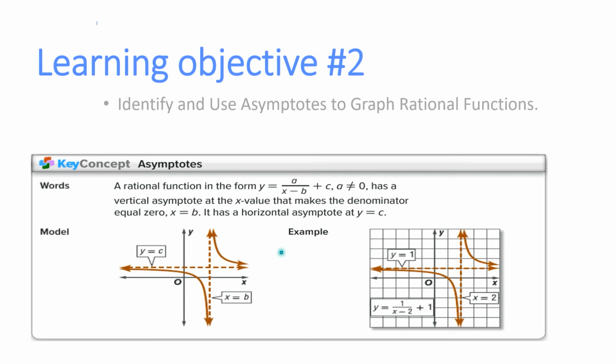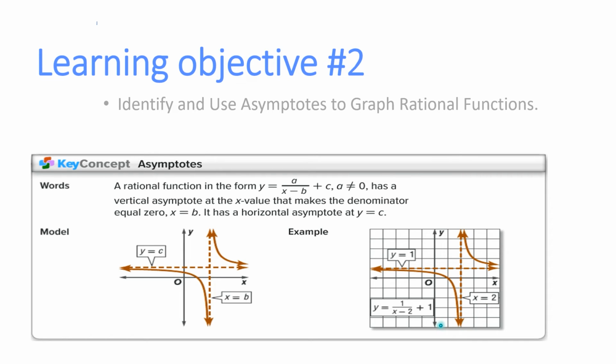Now let's consider an example. Here y equals 1 over x minus 2 plus 1. How do we find its vertical and horizontal asymptotes? As you know, to get a vertical asymptote, we have to equate the denominator to 0. That is, x minus 2 equals 0 and we get x equals 2. That means the vertical asymptote occurs when x equals 2. Here is the vertical asymptote.